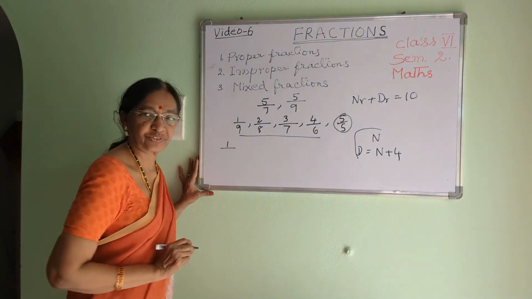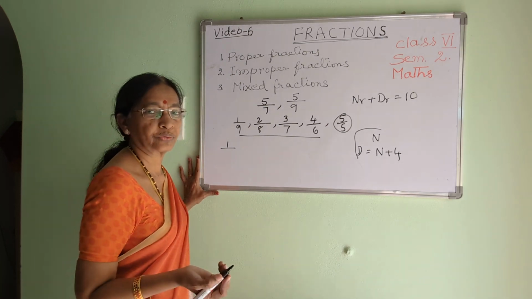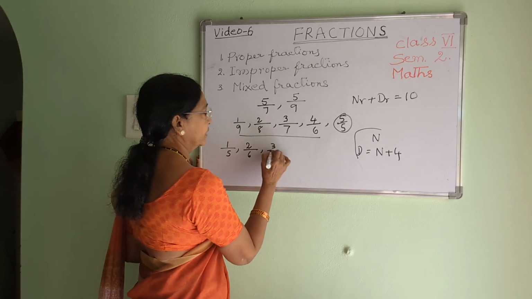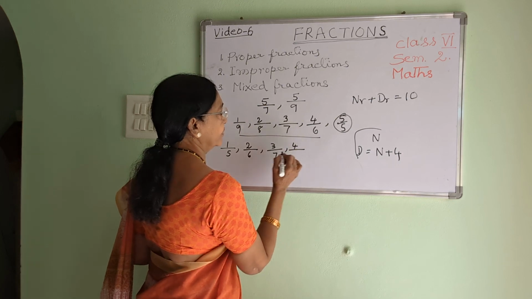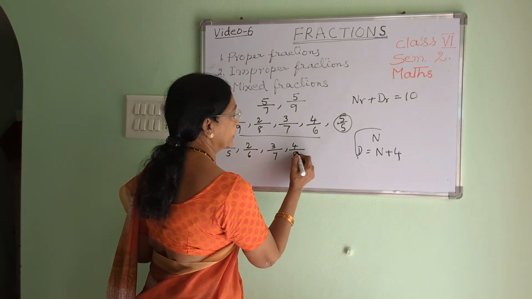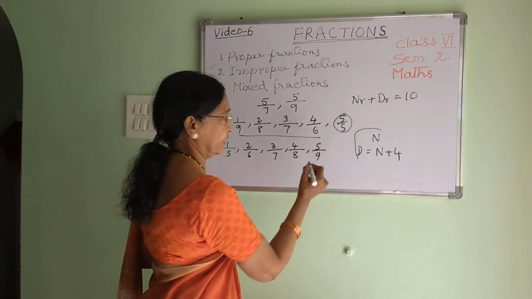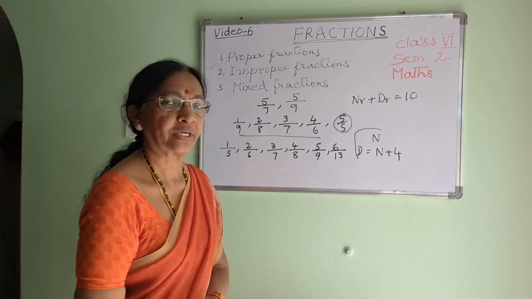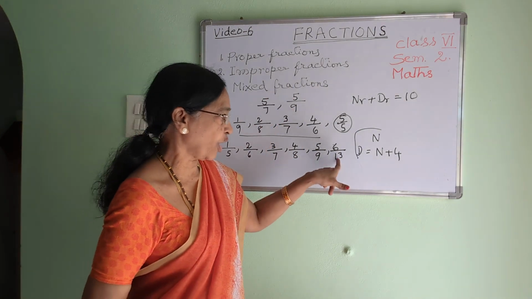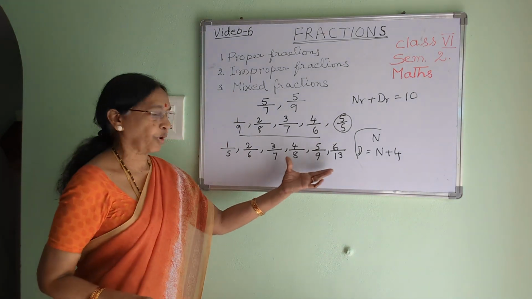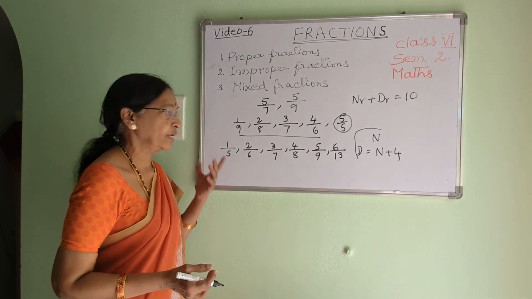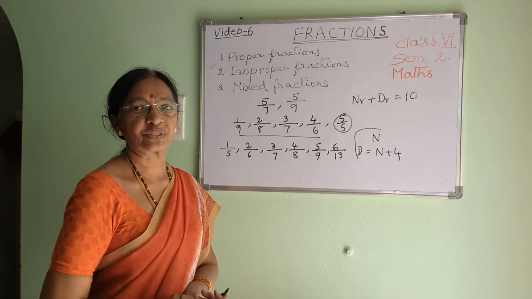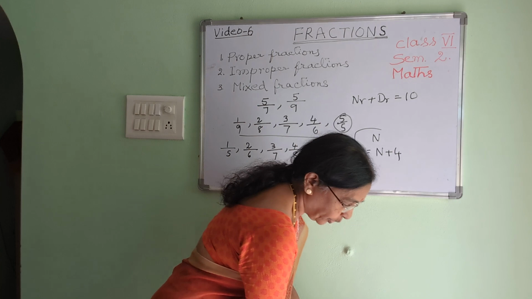Suppose we take the numerator as 1. Then what is the denominator? 4 more: 1 plus 4, 5. Similarly 2, 2 by 2 plus 4, 6. 3, 3 by 7. 4, 4 by 4 plus 4, 8. 5, 5 plus 4, 9. 6, 6 by 6 plus 4, 10. Like that, we can write as many proper fractions as we like whose denominator is 4 more than the numerator. These are all proper fractions, and the denominator is automatically greater than the numerator by 4.